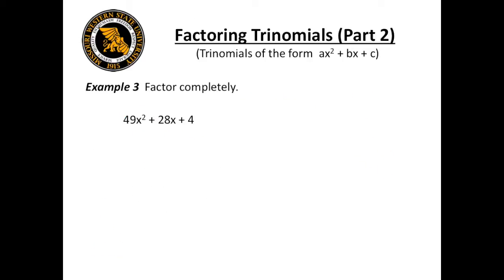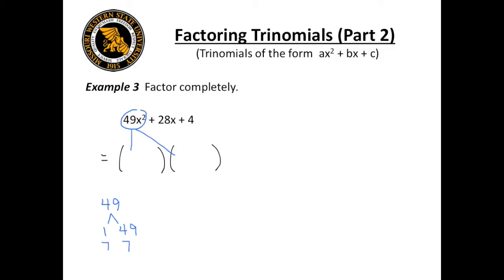In example 3, we're given the trinomial 49x squared plus 28x plus 4. Notice that there is no common factor among the three terms in that trinomial. Moving straight into factoring, we look for the factors of 49x squared to place in the front of each binomial. Considering the factors of 49, there are two factor pairs: 1 and 49, and 7 and 7.